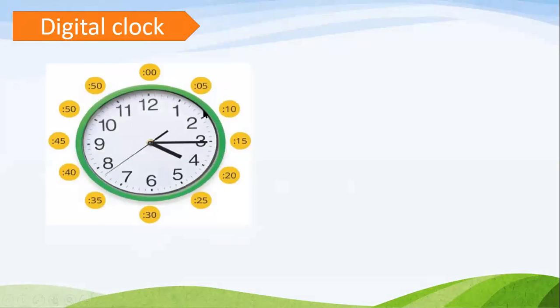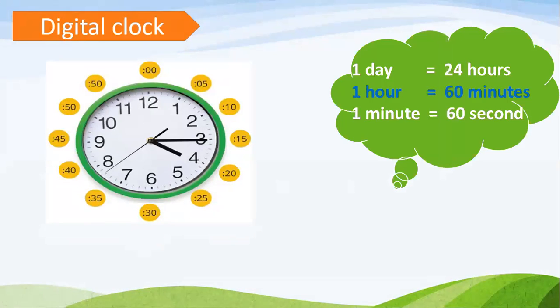Okay, let's complete. Now we have finished the analog clock. Now we will take the digital clock. We had said that the digital clock has 2 numbers or 2 parts and a colon in between. The first part is for hours, while the second part is for minutes. In a digital clock, it means numbers. It has 2 parts. The first part is the hour part, while the second part is the minutes part.